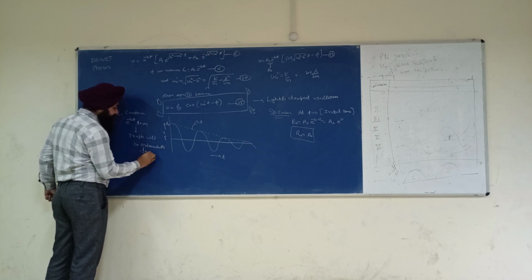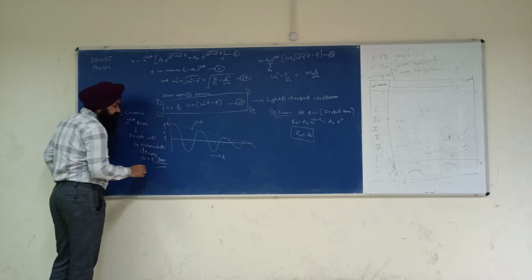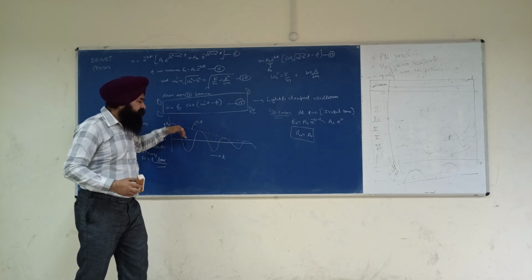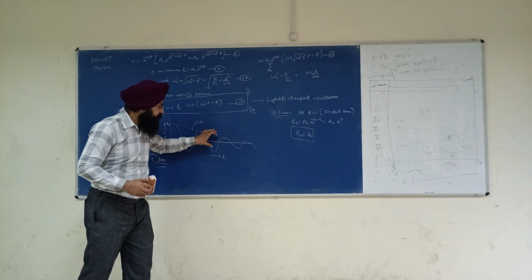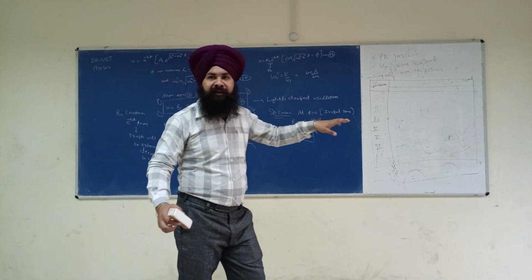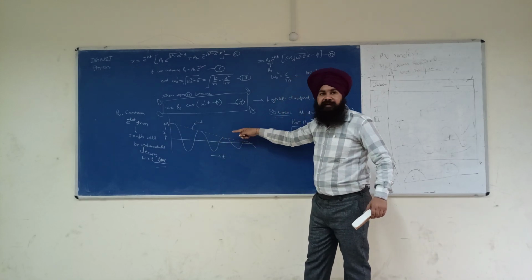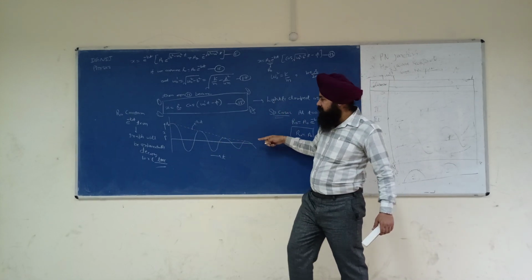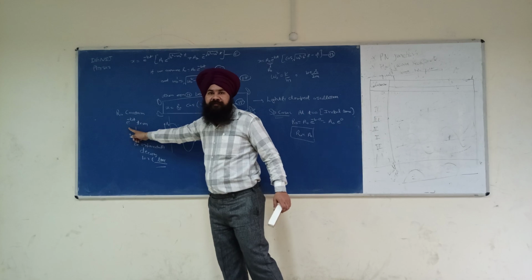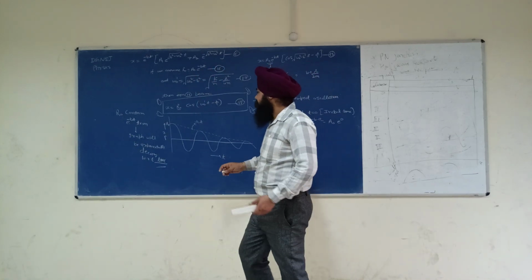Exponentially decaying with respect to time. It means the amplitude of oscillations tends to zero, tends to a minimum value. The amplitude of the oscillation will reduce with respect to time, just because of this exponential factor. So this is the graph.